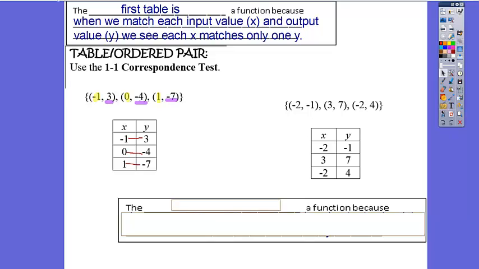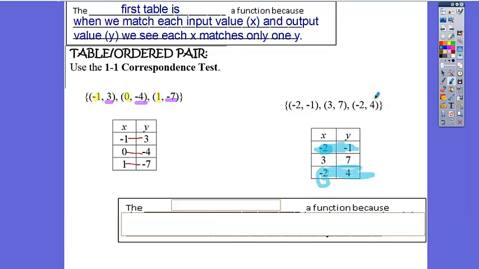Alright, looking at the next one, we can tell the next one's not a function. I want y'all to circle on this table. Why do you think this is not a function? Did you do it? Okay. So we're going to look here. We can see this is not a function. I know because I'm looking at x is negative 2. Notice that when x is negative 2, this says y is 1. But then later on in the table, x is negative 2 says y is 4. That means this isn't a function.